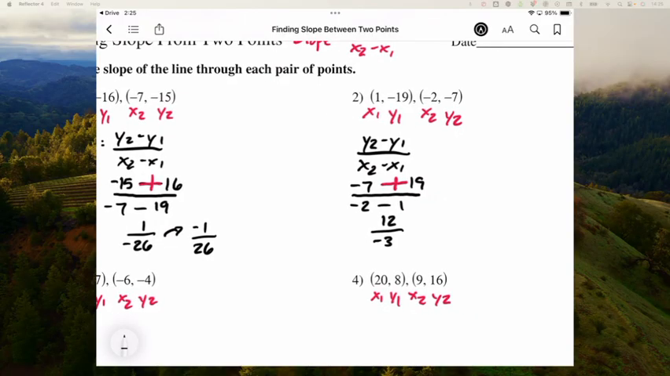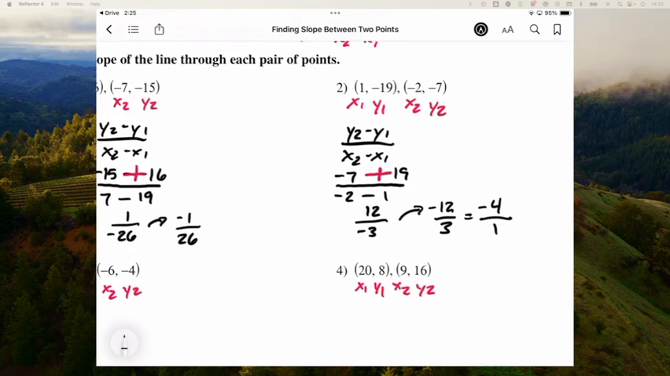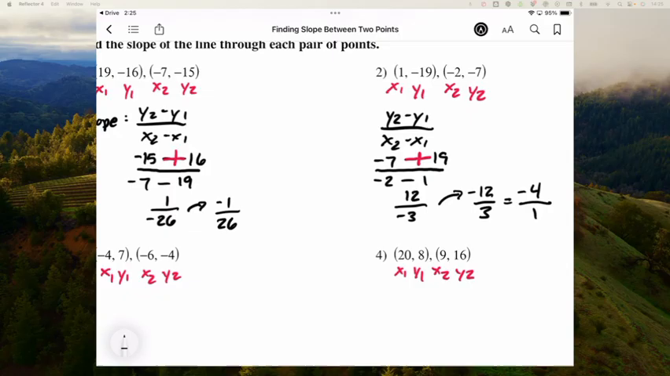So again, we have the negative in the denominator, which we don't want. We will make that negative 12 over 3. And then we will recognize that negative 12 over 3 can be simplified to be negative 4. But we want to make sure that we are always representing the slope as a fraction. So I'm going to write that as negative 4 over 1. I'll leave that there for a moment so you can pause if you need to.